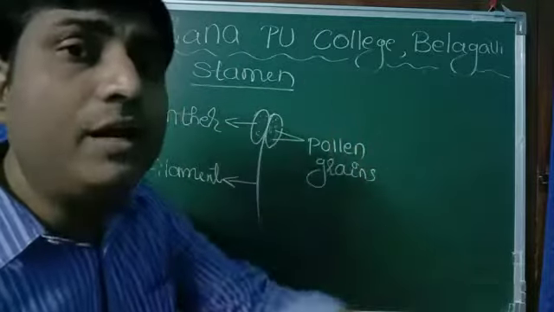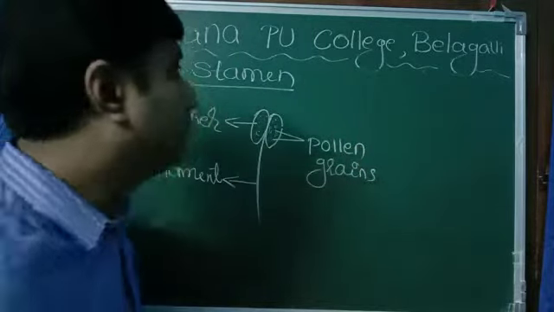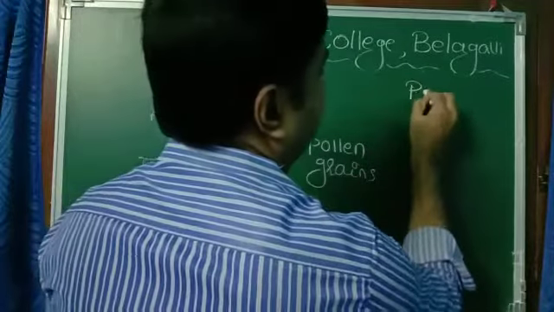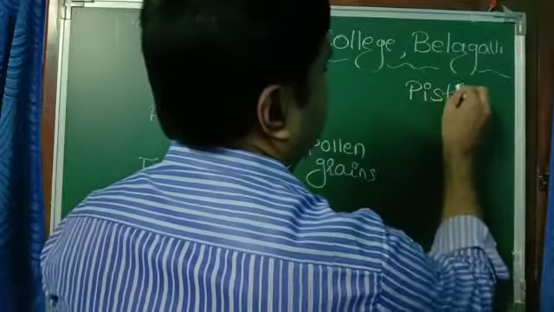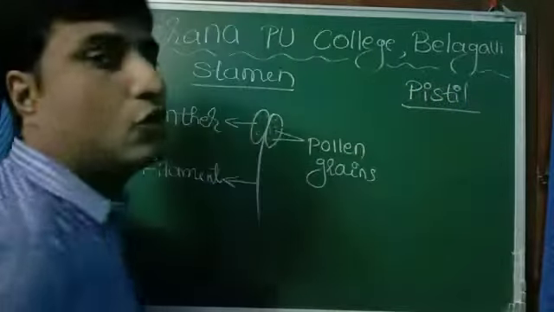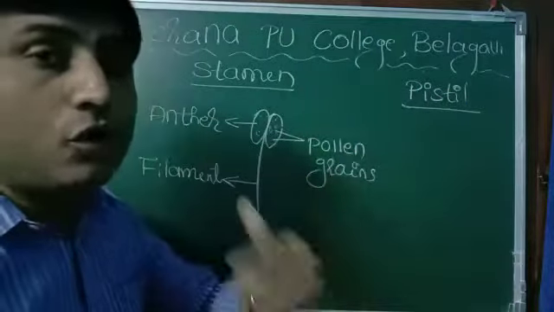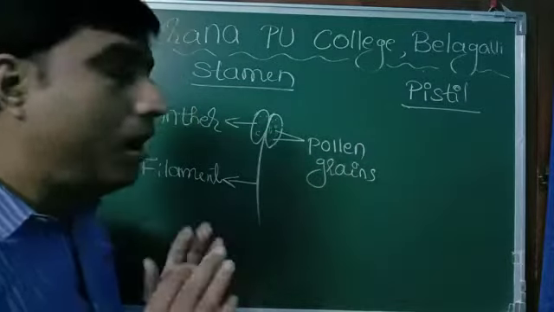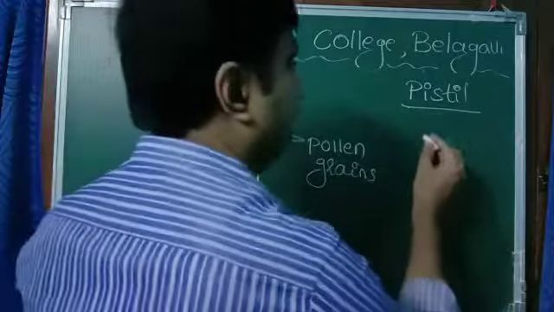Now, which is the female reproductive structure? The female reproductive structure is called the pistil. It is also called the carpel, and also the gynoecium. The stamen is also called the androecium. How exactly will a pistil be?